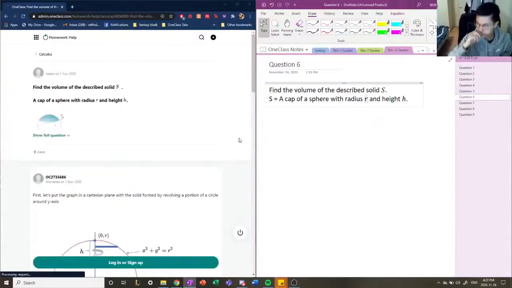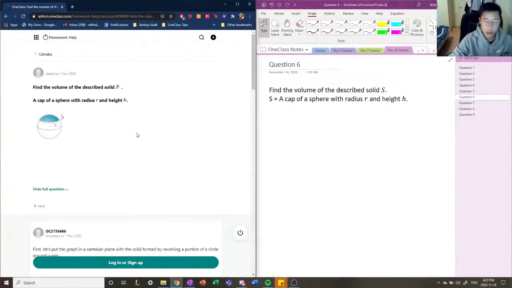Question number 6. Find the volume of the described solid S, a cap of a sphere with radius r and height h. They're asking us to find the volume of this, I guess, hemisphere at the top of the sphere with height h and radius r.